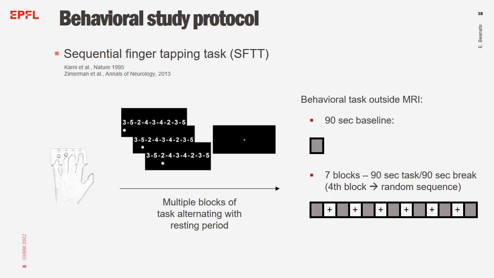To specifically study behavioral effects, we performed an additional study outside the MRI environment, again with the sequential finger tapping task. In this case, subjects underwent a shorter protocol of around 20 minutes with longer blocks of 90 seconds. After a first baseline block, again without stimulation, to assess initial performances and correct the results for inter-subject variability, subjects performed 7 blocks of 19 seconds of the motor learning task, intermingled with 90 seconds of rest.